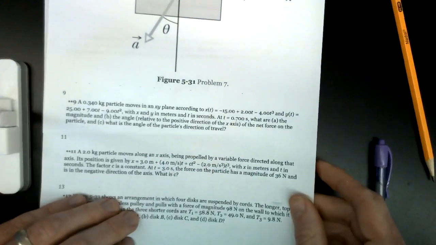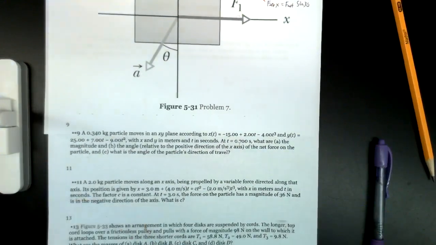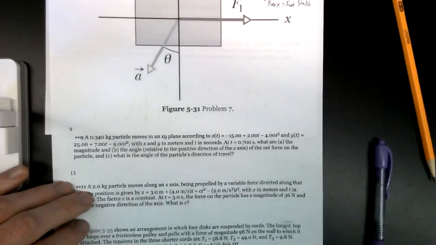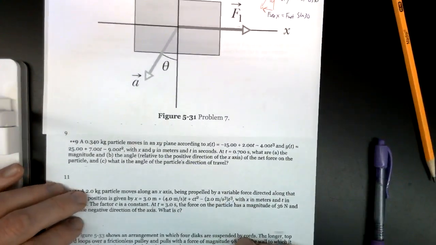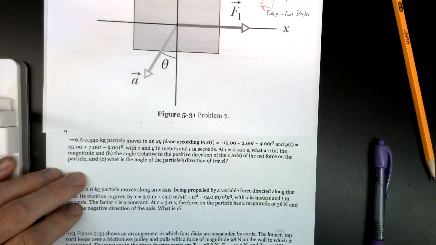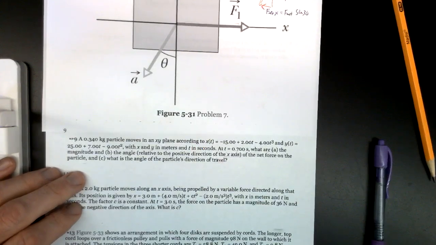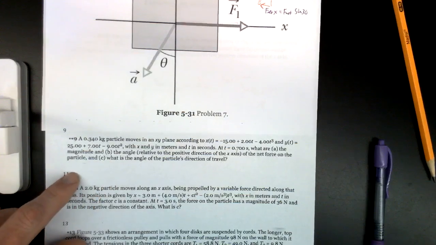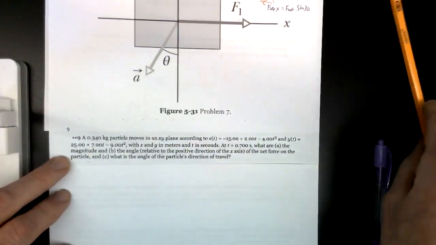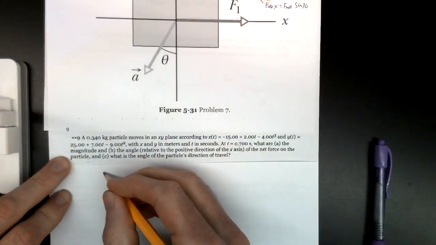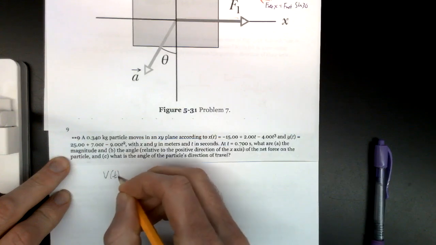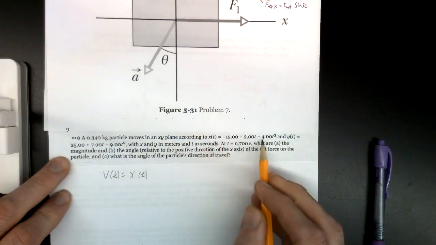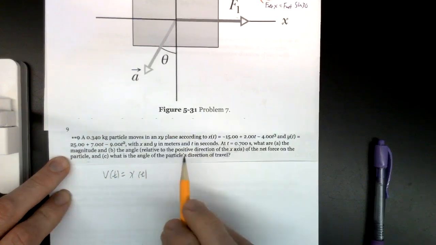Okay, so question 9. Let's see here. I feel like this focus is still not that well focused. Okay. A particle moves in the xy plane according to this equation, and we want to find the magnitude and the angle of the net force on the particle. So the way we're going to attack that one is knowing that v of t is x prime of t. So I can find the derivative of this one. Both of these, actually, because there's an x and a y.